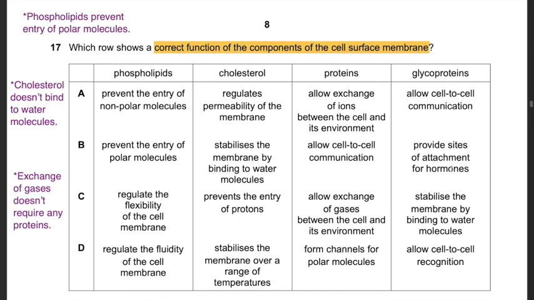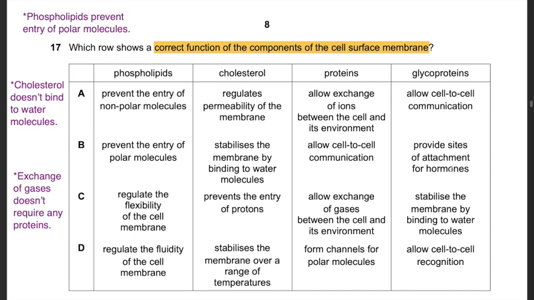Row B. Prevent the entry of polar molecules. Yes, that is correct. Cholesterol stabilizes the membrane by binding to water molecules. Cholesterol never binds to water molecules because it is water hating in nature. Do keep this point in mind. Therefore, row B is incorrect.